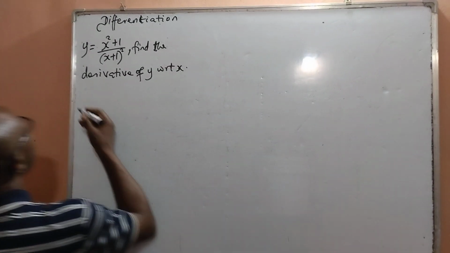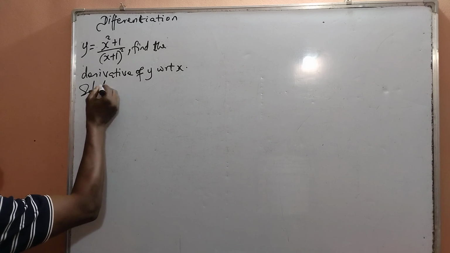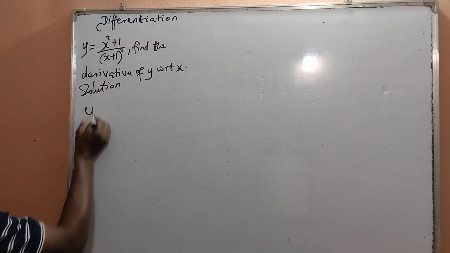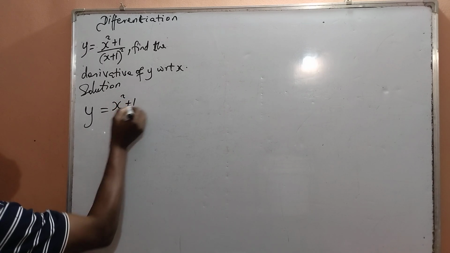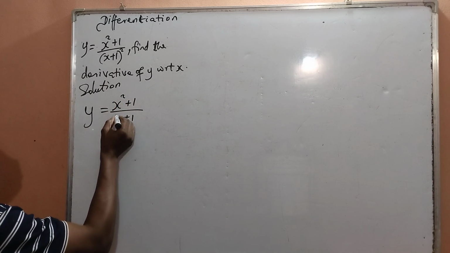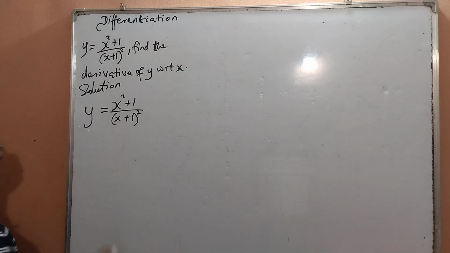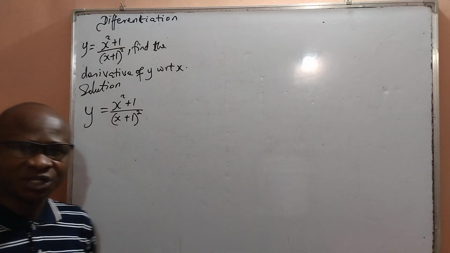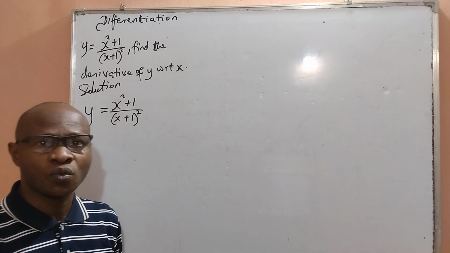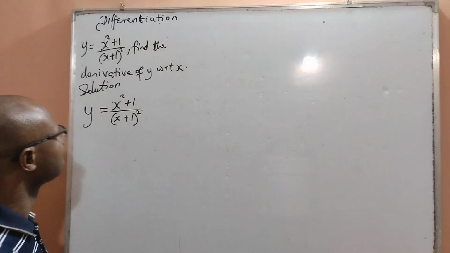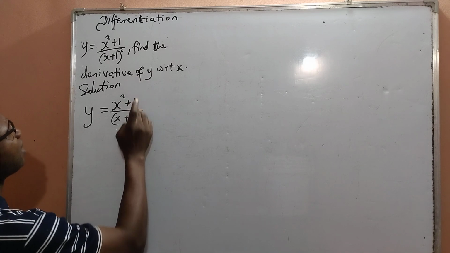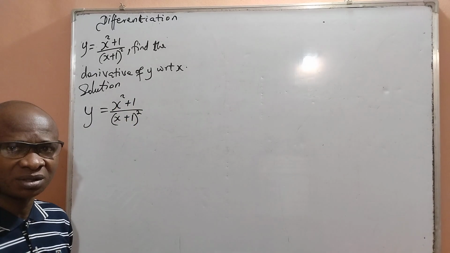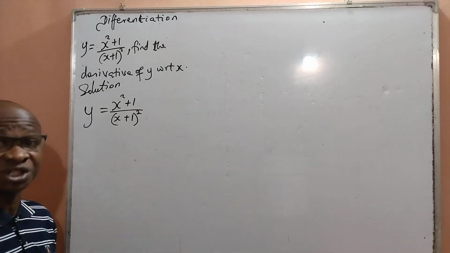Alright. Solution to the question. I am asked to differentiate (x raised to power 2 plus 1) all over (x plus 1) all to the power of 2. Looking at this question, this calls for the quotient rule, since it has a numerator and denominator. So it's a fraction. I will go by the method of quotient.